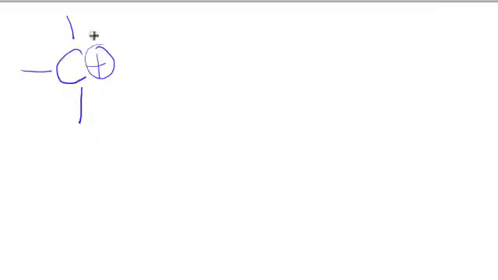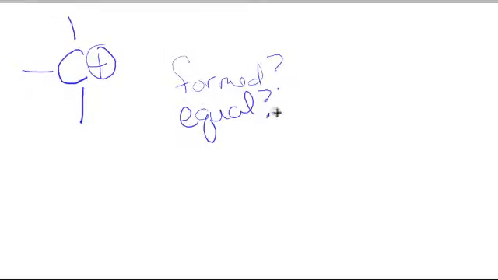So we're going to address 3 different things in this tutorial. How are carbocations formed? Are all carbocations equal? If not, why not? And finally, what do carbocations do? Okay, so first, how carbocations are formed.